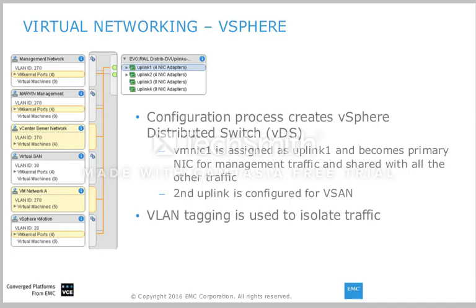In this example, VLAN ID 270 is used on the management network, vCenter server network, and Marvin management network port groups. VLAN ID 30 is used for the vSAN port group, and VLAN ID 20 is used for the vSphere vMotion port group. At the top of rack switch side, the switch port that is connected to the ESXi node must be configured to accept the tagged traffic.